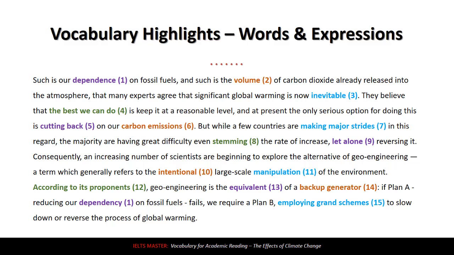And then number 15, employing grand schemes. Employing here is not for people who work. It means using or implementing. And then a grand scheme is a big plan. Wow, lots of words in this one paragraph. Just one paragraph, and we had so many really useful, high-level phrases, collocations, expressions, and words. Great stuff.